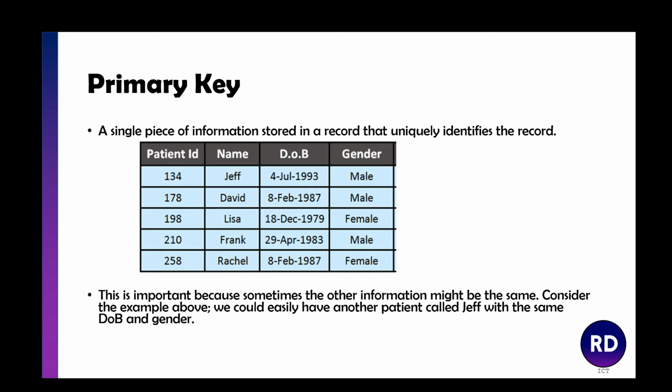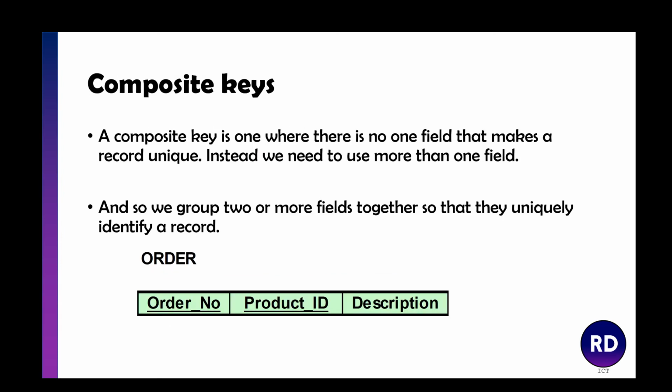Think about in school, you usually get some form of ID, and at my school, as a teacher, I get an ID, just in case we've got 2 Mr. Reeses or whatever. So a primary key is really good for making sure that each of the records in your table are unique. You've then got a composite key. A composite key is a key where there is no one field that makes the record unique, so we have to use more than one field. So we group 2 or more fields together so that they uniquely identify a record.